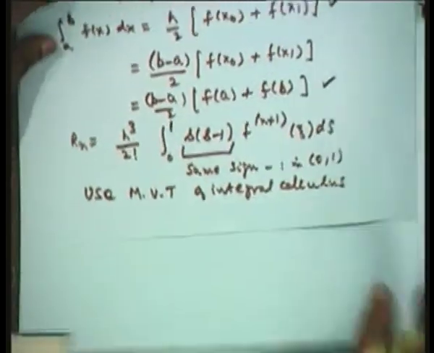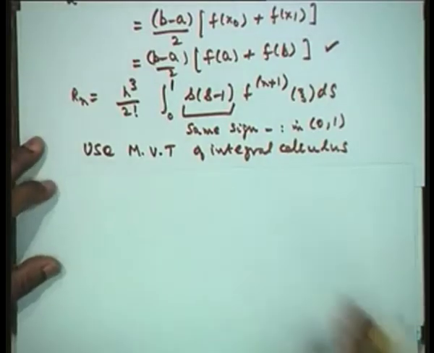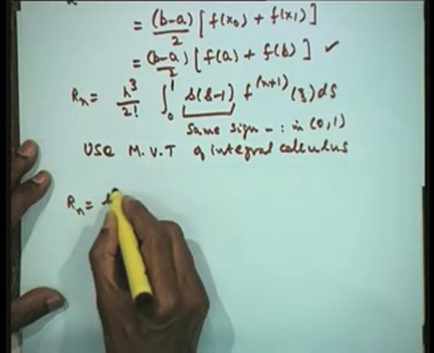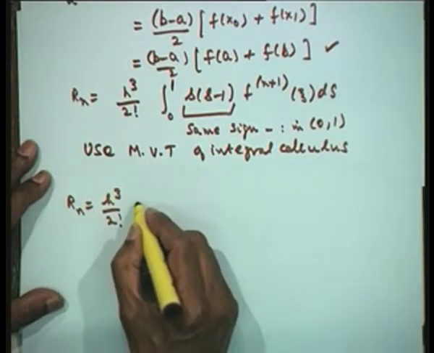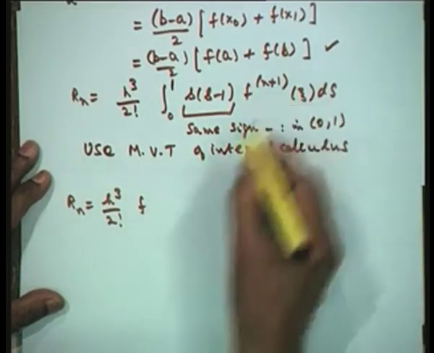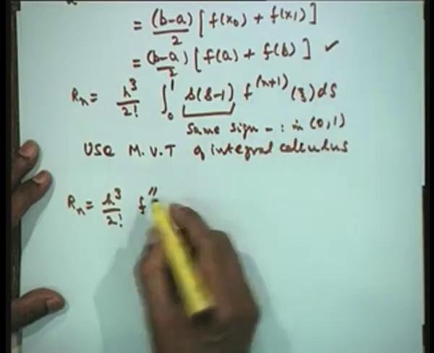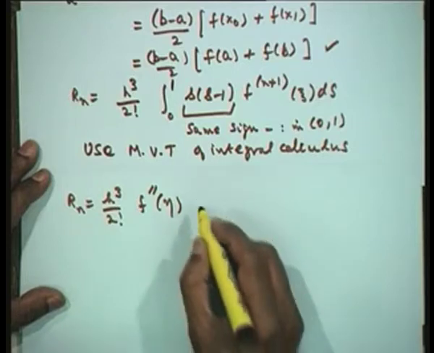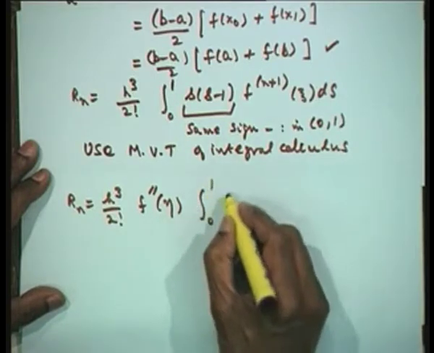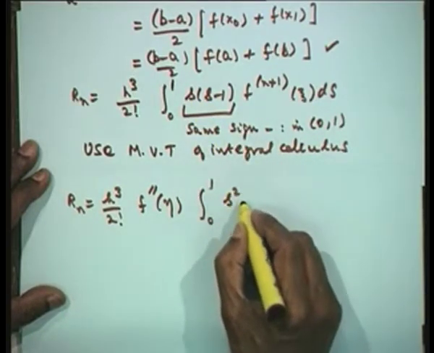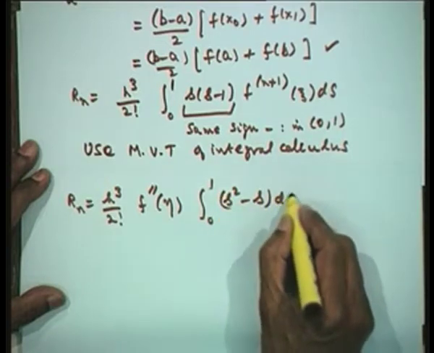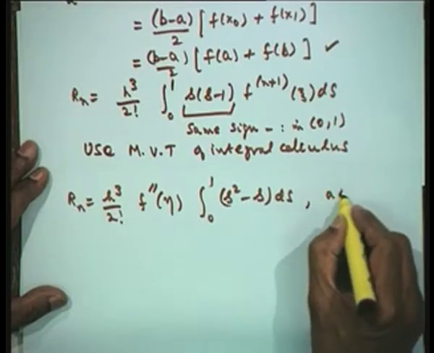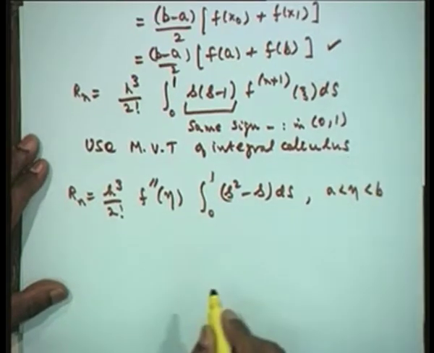If I use this mean value theorem of integral calculus, I can now take out this f n plus 1 out and write this as h cubed by factorial 2, n is equal to 1, f double dashed of some eta, some other point, some point in this one, into integral 0 to 1, and let us multiply it out, s squared minus s ds, where eta is lying between a and b.